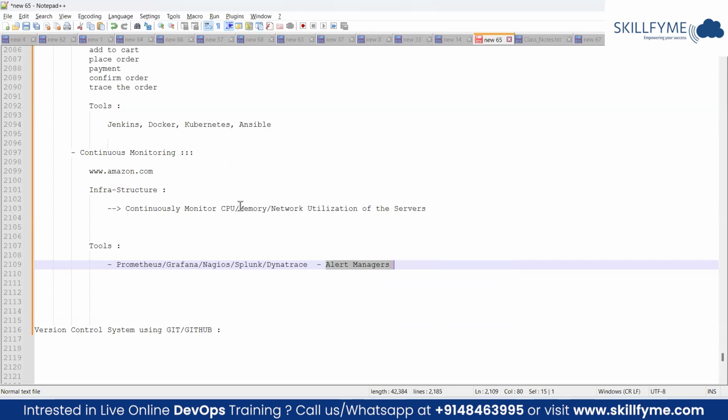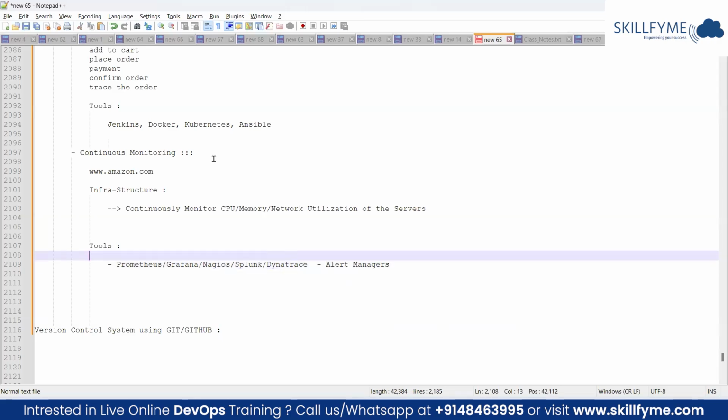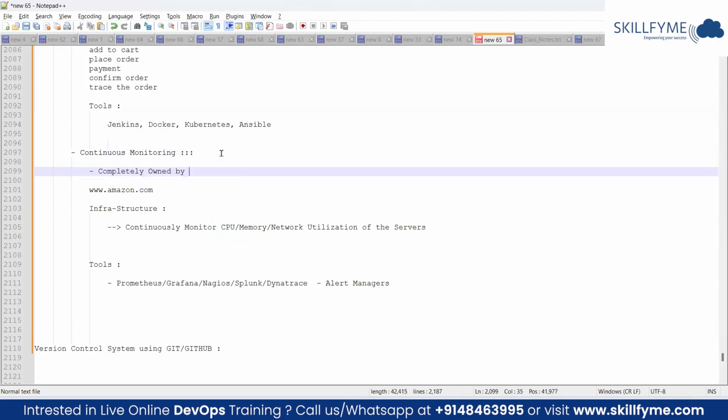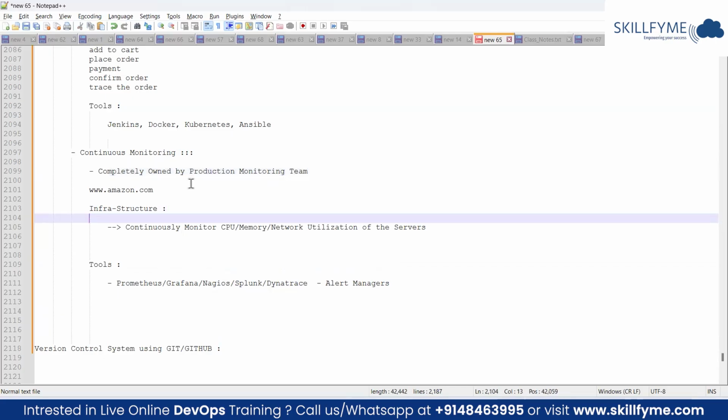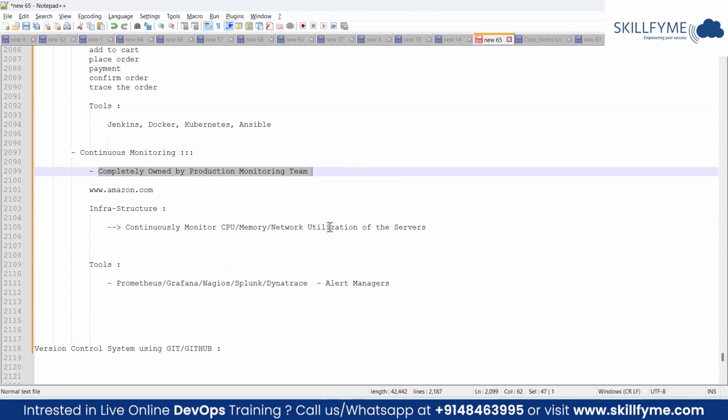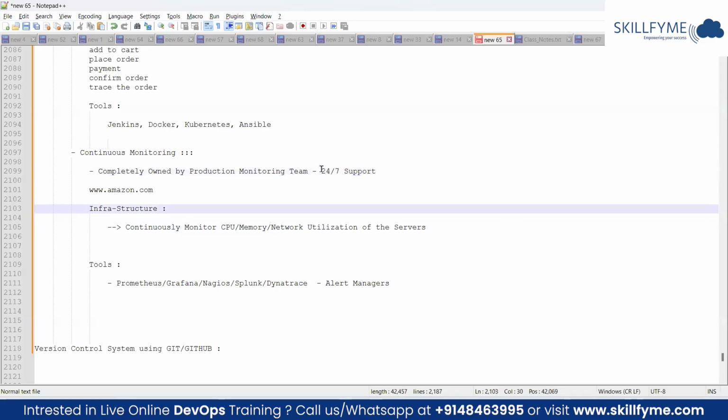Let's say I have this server. If the memory utilization of the server reaches 75%, that is the threshold limit. With that, I'll get an email notification, and it is the responsibility of the production support team to manage those things. If they are unable to manage, they can route the request to the concerned team. This continuous monitoring is completely owned by the production monitoring team. Even as a DevOps team, we will not have any scope here. We can help them to automate some processes, but we cannot take ownership of this because it requires 24/7 support. People will be working in shifts, like 3 shifts or 4 shifts, but people should be available 24/7 to support this monitoring activity.